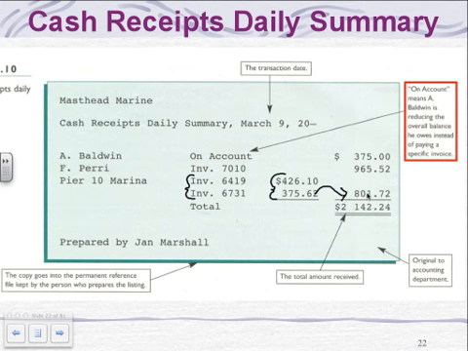And then these are being added up for this total here, which is $2,142.24. There are different copies of this. The original will go to the accounting department, which is where we will be, so we can do the journal entry, and a copy will go in a file for the company to keep.